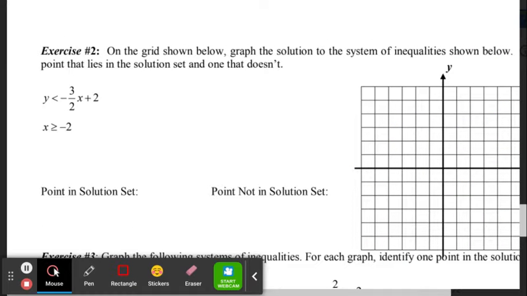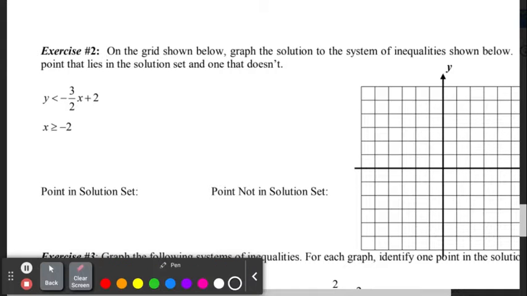Okay, next page. On the grid shown below, graph the solution to the system of inequalities shown below. And then we're going to say one point that's in the solution and one point that's not in the solution. So I'm going to do this one first because it is a little trickier. It's X and a number. There is no Y, so that means it's a vertical line.